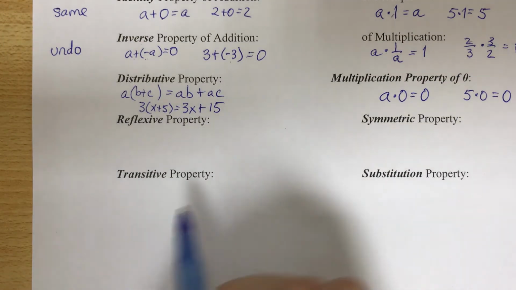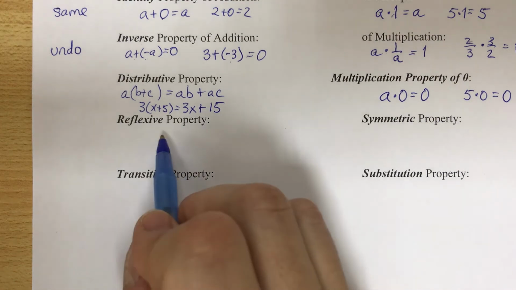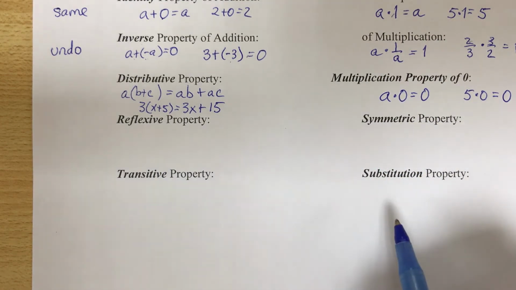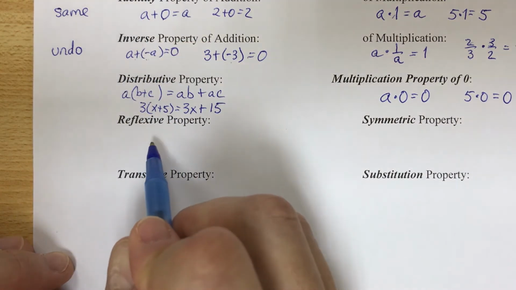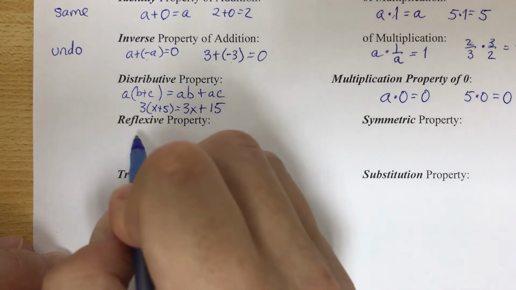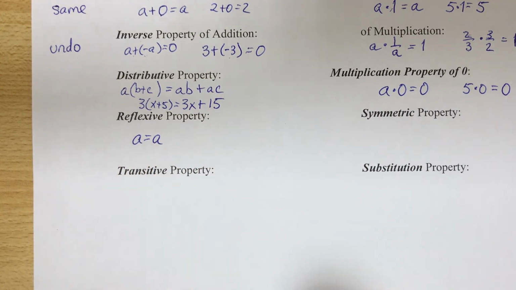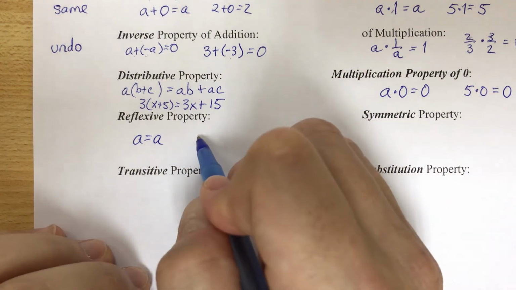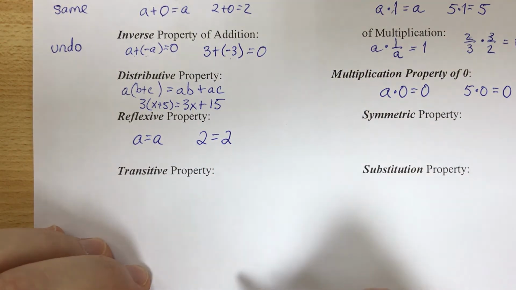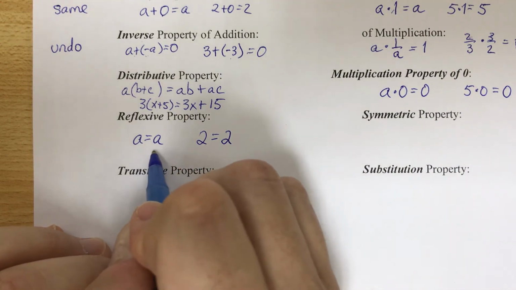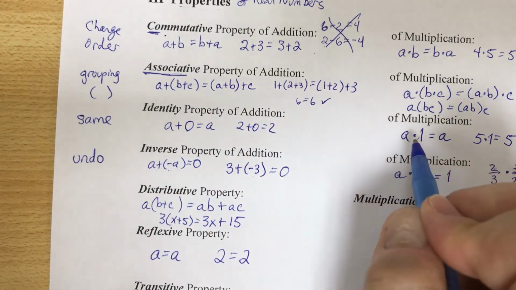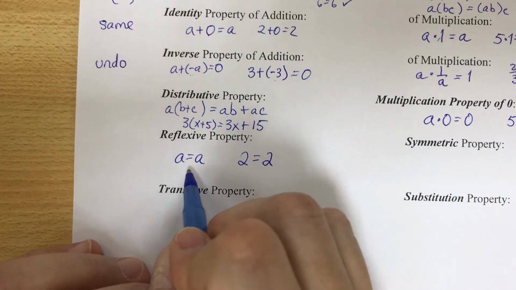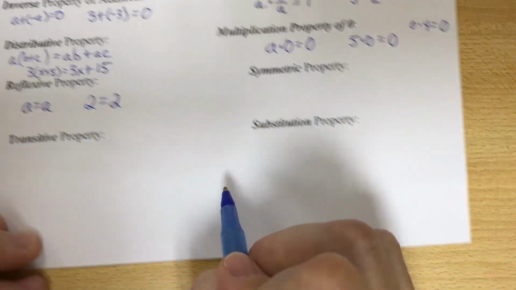Now the last couple here, there's 4 more. These don't come up as much. Reflexive property, symmetric, transitive, and substitution. Reflexive is going to seem a lot like identity. Reflexive is basically things are the same. A equals A is the reflexive property. If I take the number 2, well, that's equal to 2, right? So that's a very short one where it's just the identical thing, the same thing on both sides. With identity, you add or you multiply to get the same thing. These are actually just the same, okay?